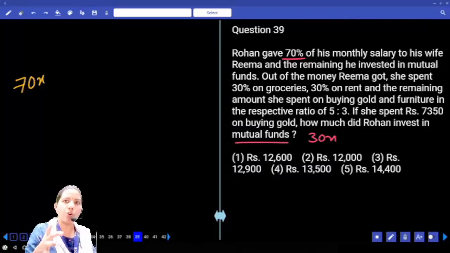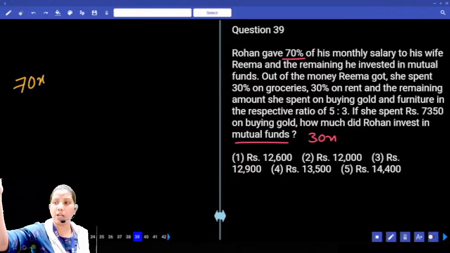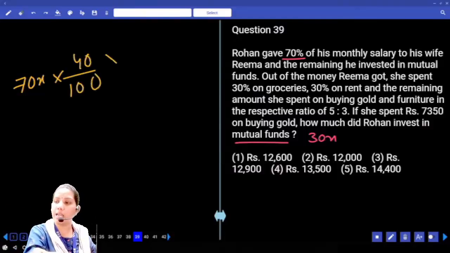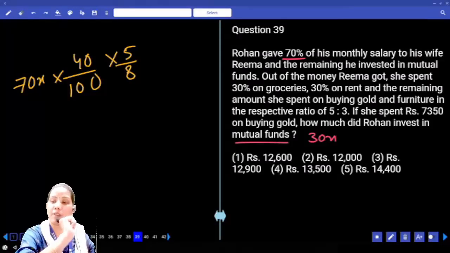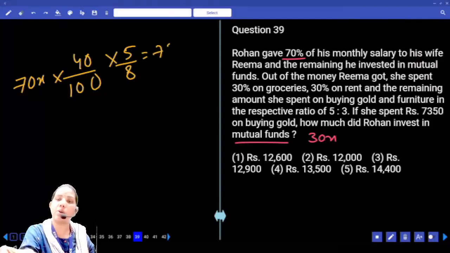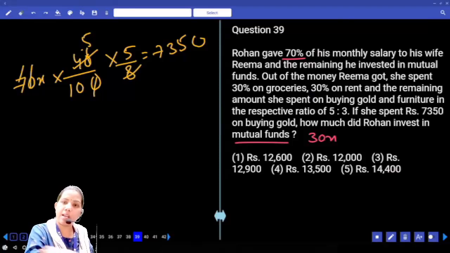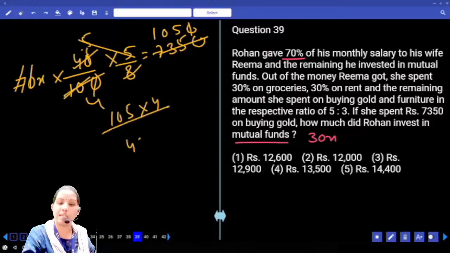She has 70x. Out of the amount she received, 30% is spent on groceries and 30% on rent. The remaining is 40%. Out of the 40%, the gold and furniture ratio is 5:3. So total 5 parts for gold and 3 parts for furniture, and 7350 is the gold amount. Zeros cancel, and next, okay, 8 exactly 5 times. Here we cancel, 0 and 0 cancel. 7 table cancellation. What is 105 into 4? It is 420, the x value.